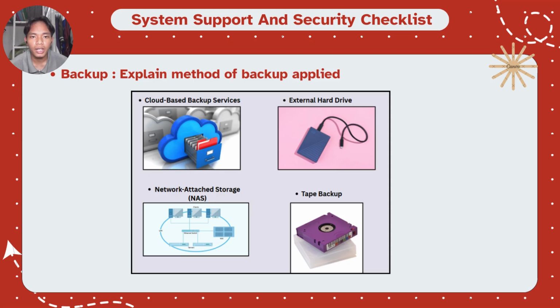The next one is network attached storage, or NAS. This is a dedicated device on your network that multiple computers can use to store and share data. It's like a shared safe in your office that everyone can access. And the last one is tape backup. This traditional method uses magnetic tape to record data. It's like writing down important information on a piece of paper and keeping it in a safe place.